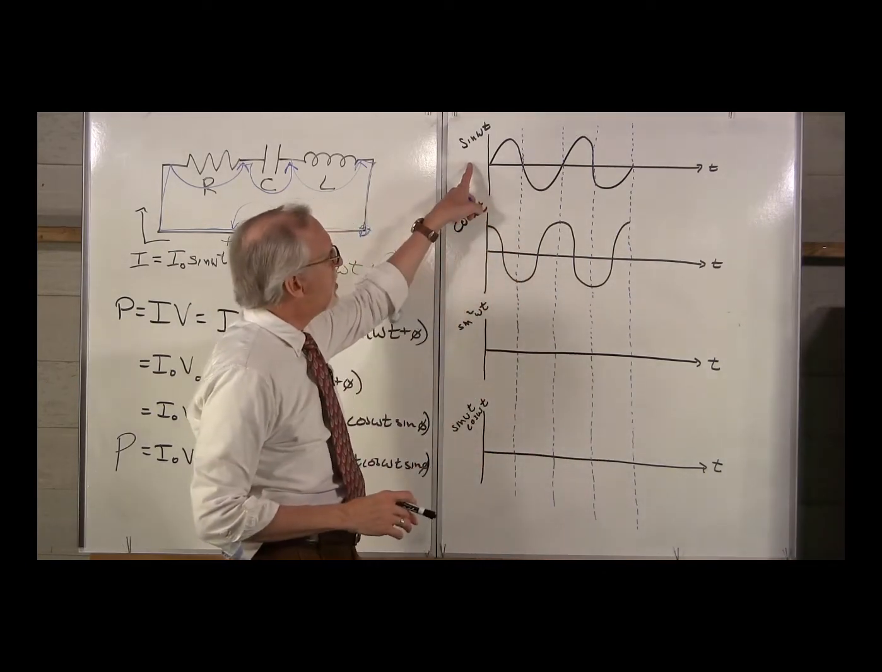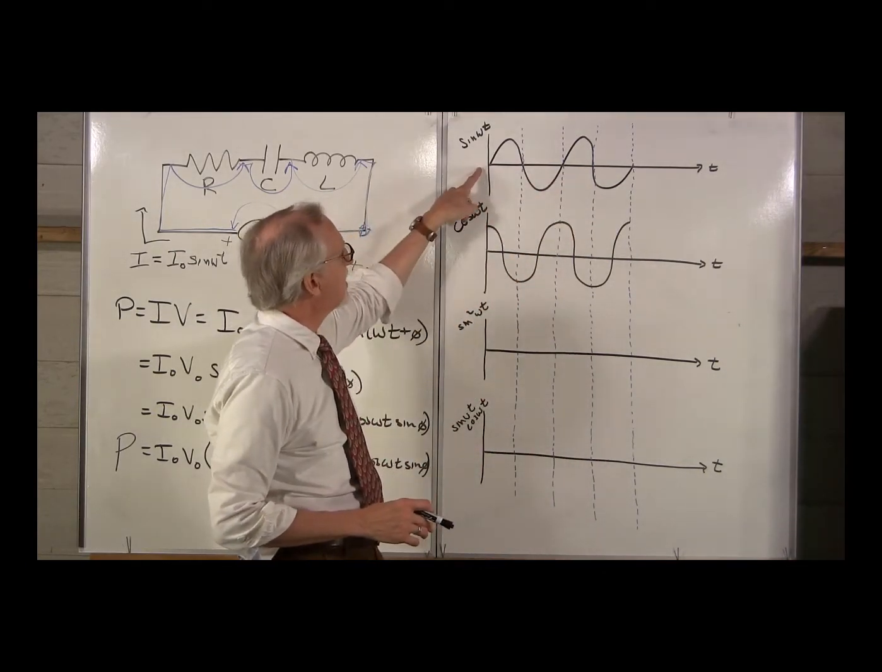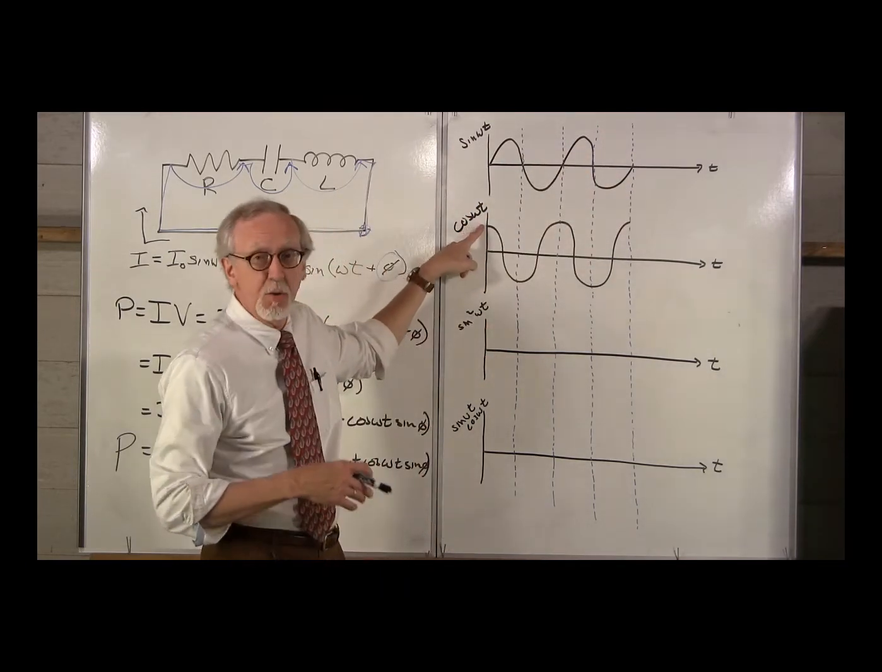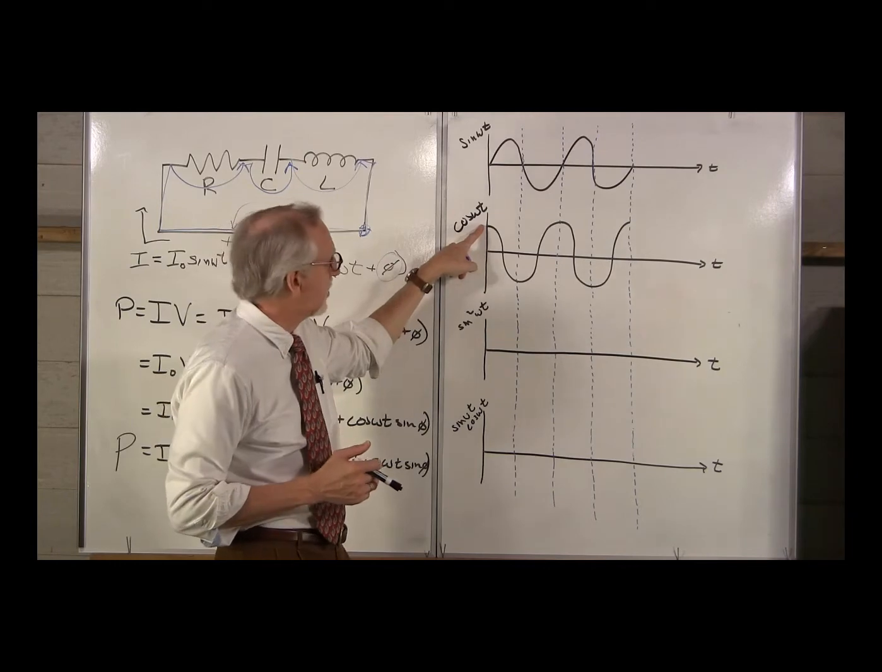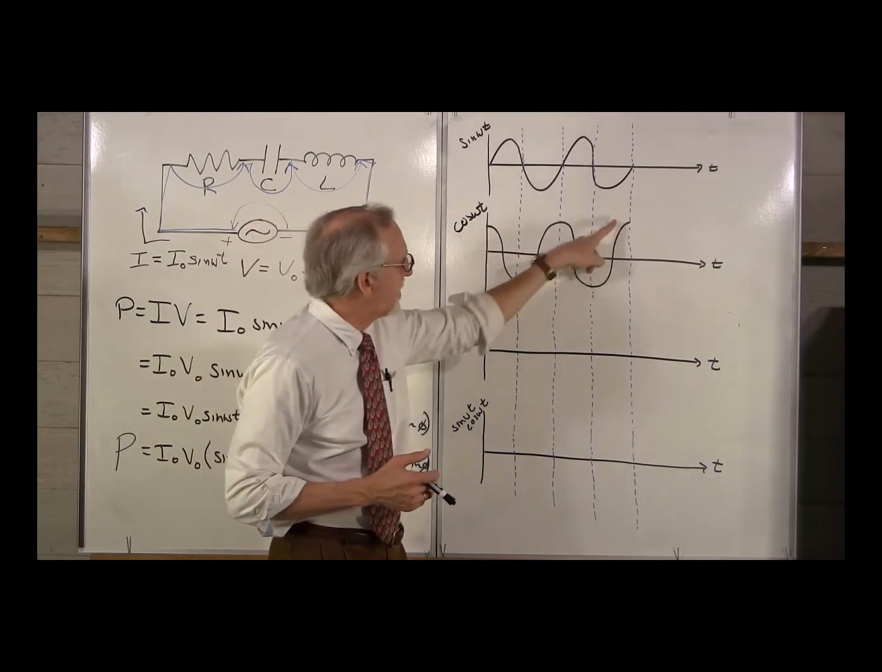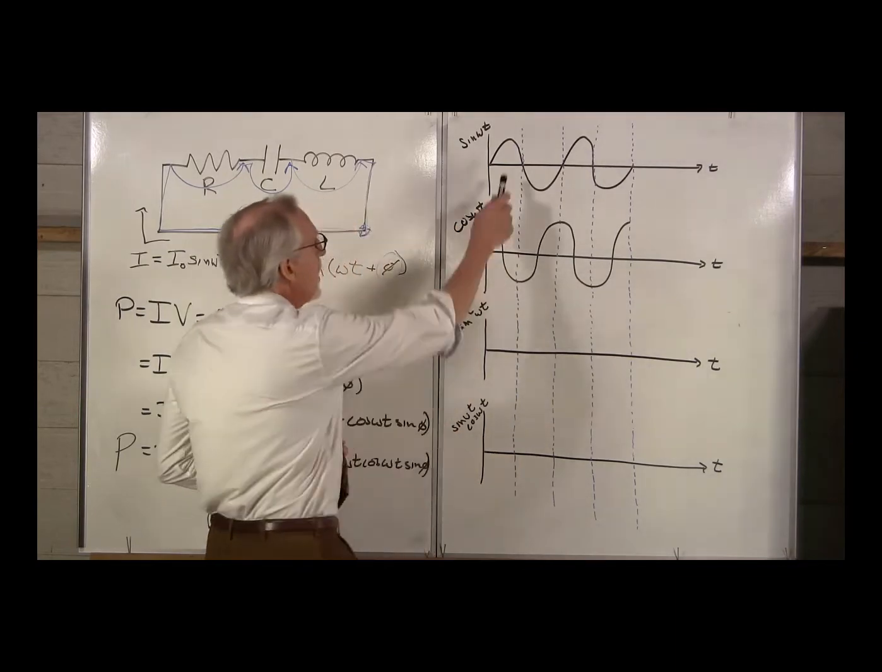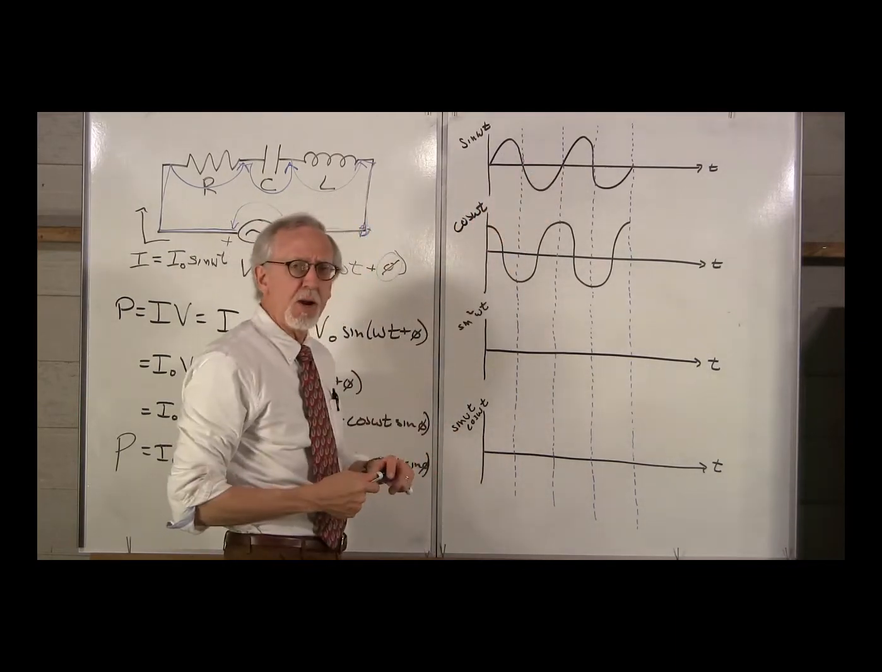Sine omega t, we know, looks something like this. It starts at 0, it goes up and down, up and down. Cos omega t starts at 1, this is when t equals 0, and then goes down and down like that. Now let's look at sine squared. Here's sine. What does sine squared look like?